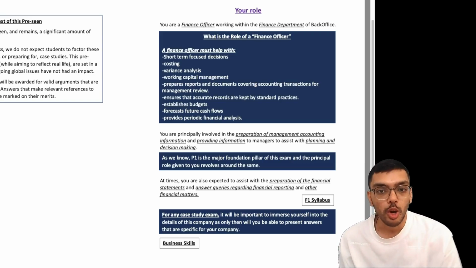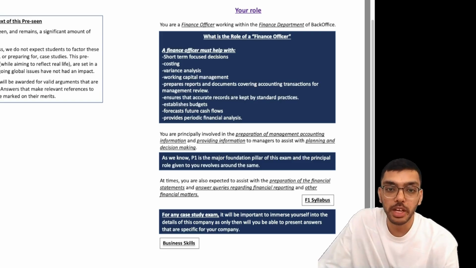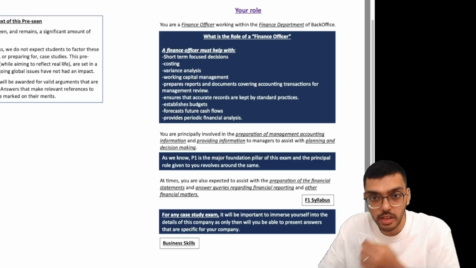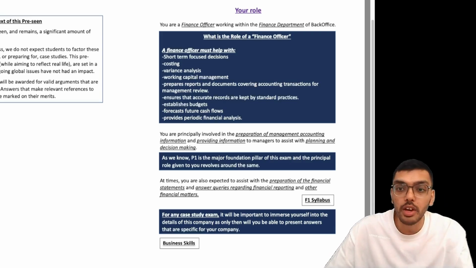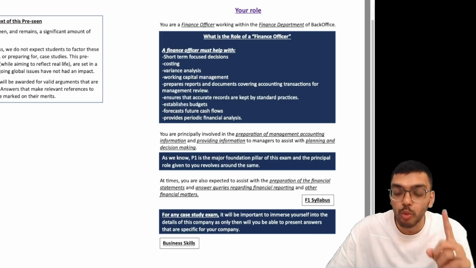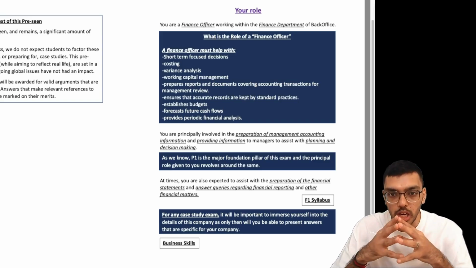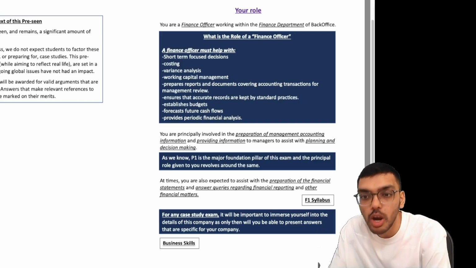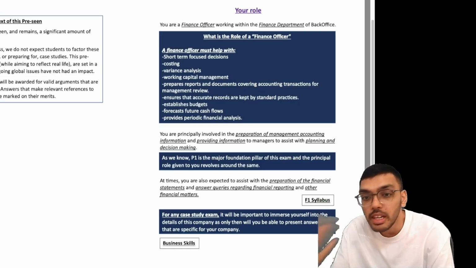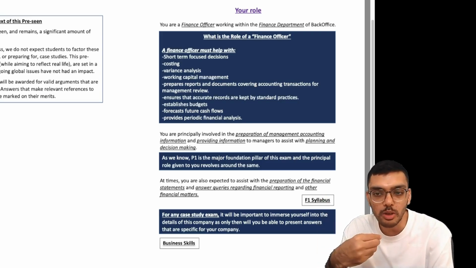At times, you are also expected to assist with preparation of financial statements, answering financial queries and other financial matters. That is F1 syllabus. If you don't have sound F1 knowledge, how are you going to address, let's say for example, lease related queries that they get to you?